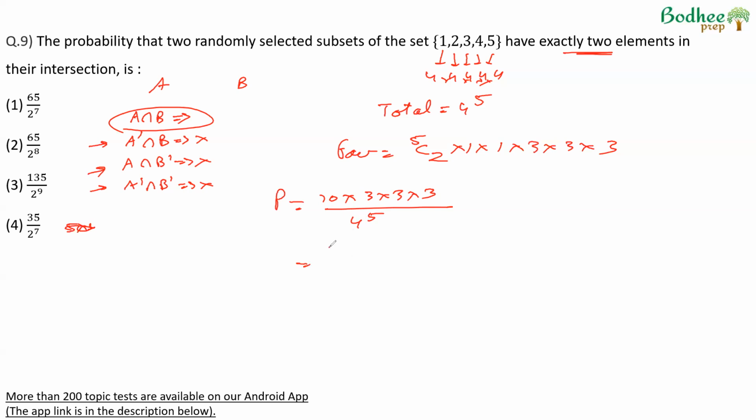Which further becomes 2 into 3, 3, 9, 9 5s are 27 into 5. 135 upon 4 raised to power 5 is 2 raised to power 10. So 135 upon 2 raised to power 9. Option 3 becomes my answer.